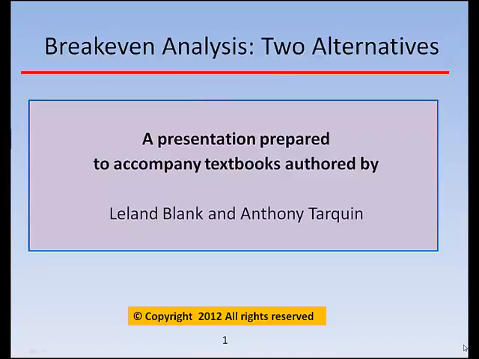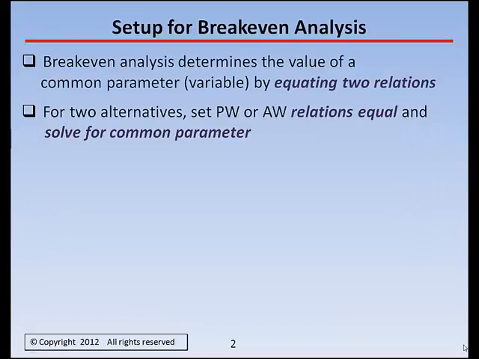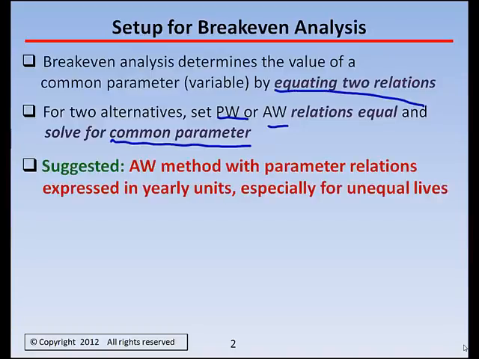Let's get started. By definition, break-even analysis is the equating of two relations and the solution of one unknown parameter that is common to both relations. For two economic alternatives, we must set a present worth, annual worth, or other relations equal to each other and solve for this common parameter. We can use any measure of worth as the basis for computation. However, using the annual worth or AW method is recommended.